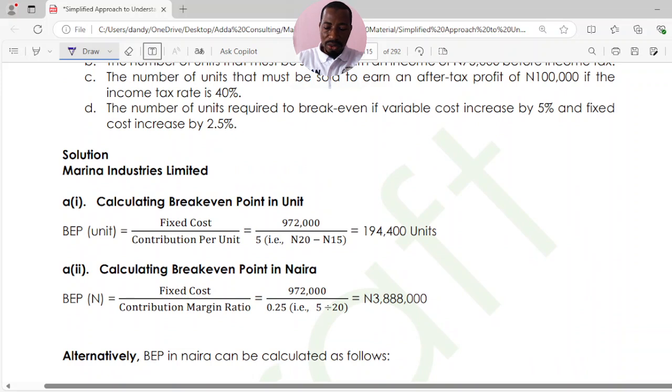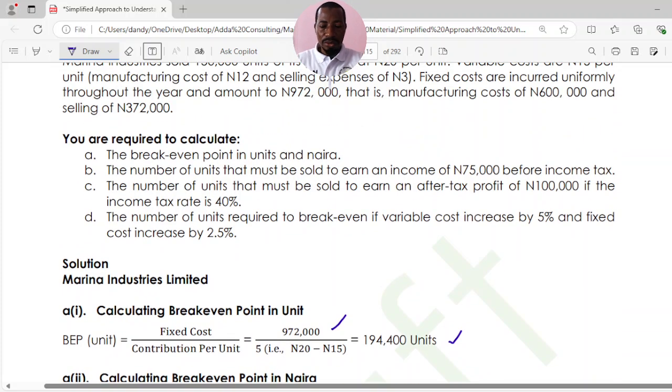So this is what I'm trying to say. The fixed cost in this question is 972,000. The contribution margin per unit is 5 naira. Therefore, break-even point in units is 194,400. All right. The second part of the requirement says that we should calculate break-even point in naira.